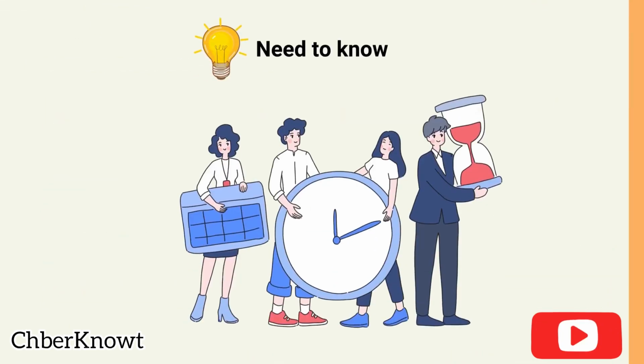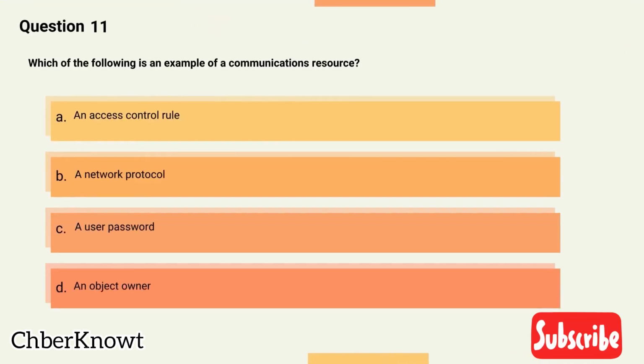Explanation. Time-based access control is a security mechanism that restricts access to a resource or system based on the time of day, week, month, or year. This mechanism allows administrators to define specific time windows during which users are permitted or denied access to a particular system or resource. Question 11. Which of the following is an example of a communications resource?